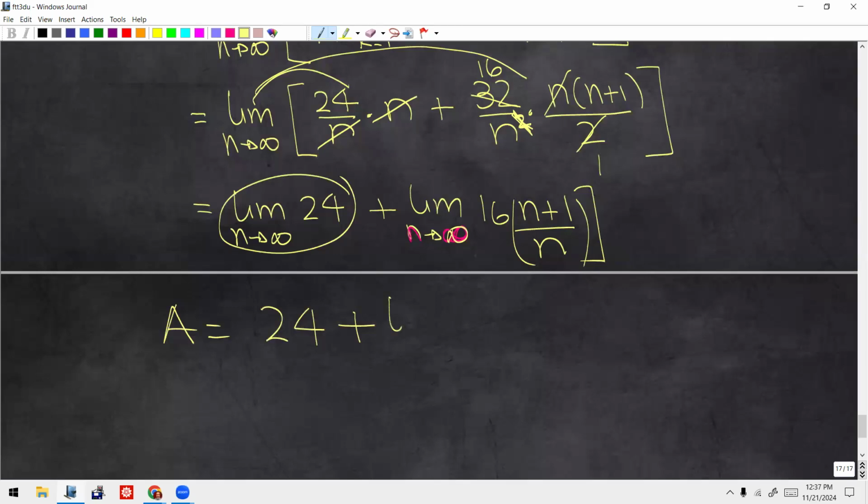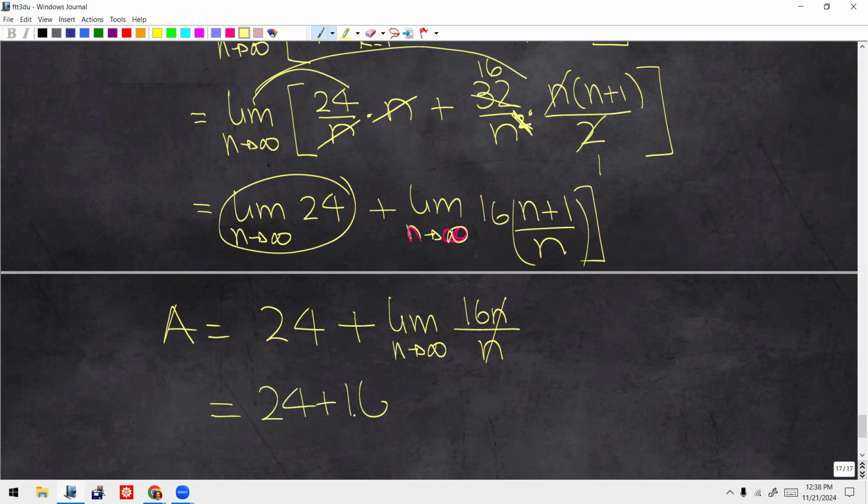In the second case, I'm going to keep the dominating terms on the top and the bottom. What's a dominating term on the top? 16n when you distribute, okay? And what's a dominating term on the bottom? Again, do we have any n's left now? So you end up with what? 24 plus 16, which is what? Does this method work? Yes.